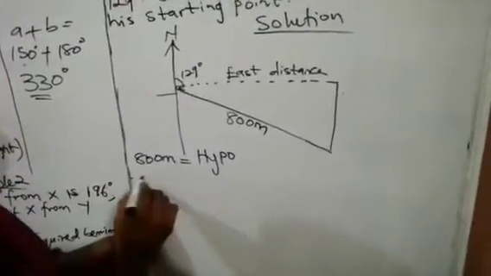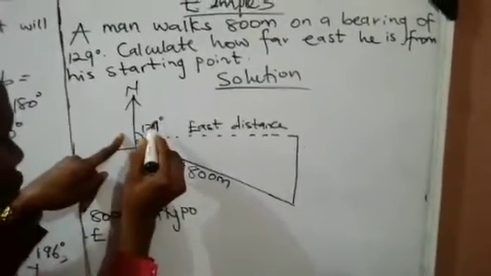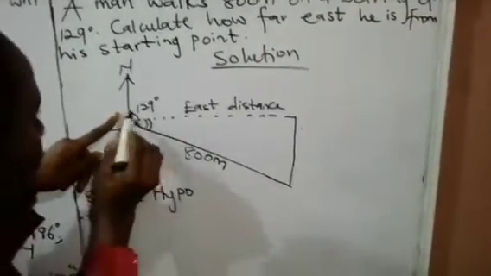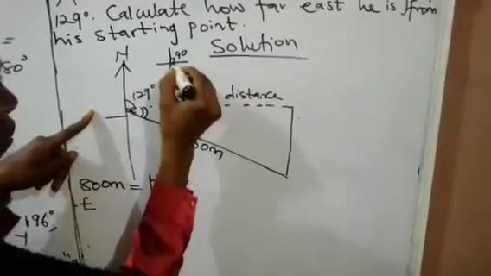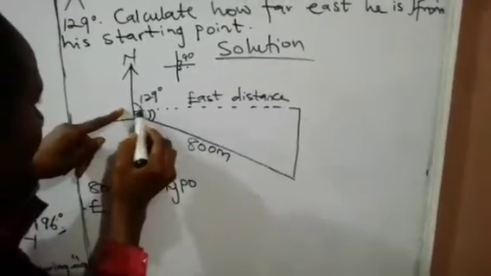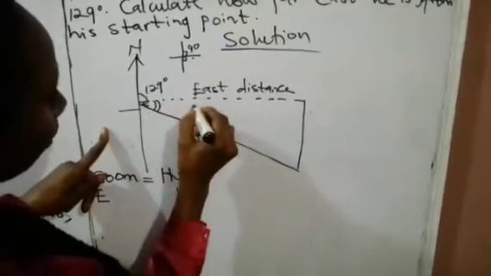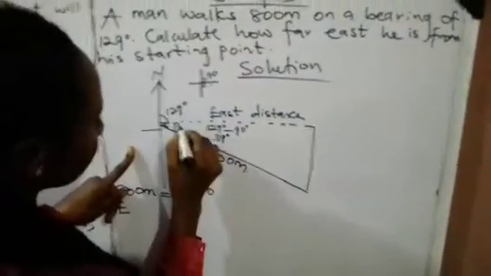Our east distance is the adjacent, because the angle here should be, from here to here, 129 degrees. So to get the angle here, it should be 129 minus 90, because here to here is 90 degrees. Then we have 129 minus 90, which gives us 39 degrees.